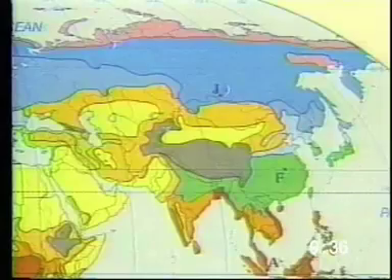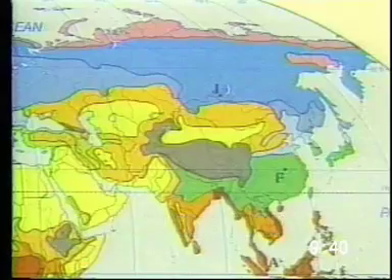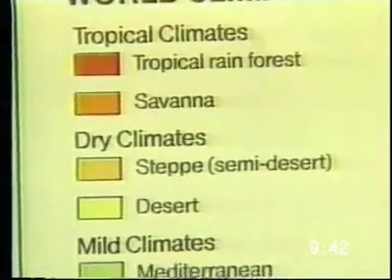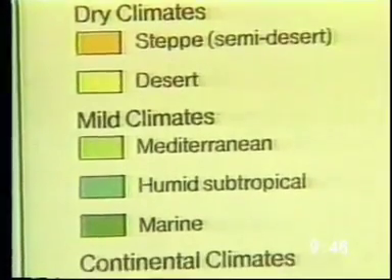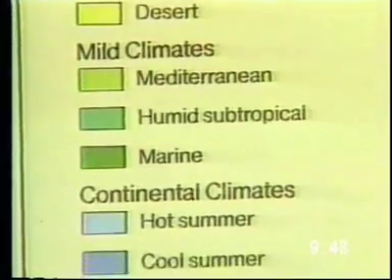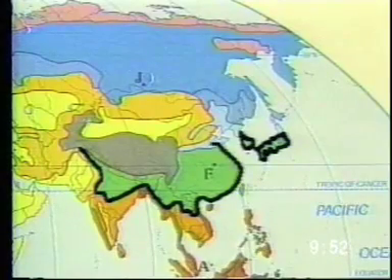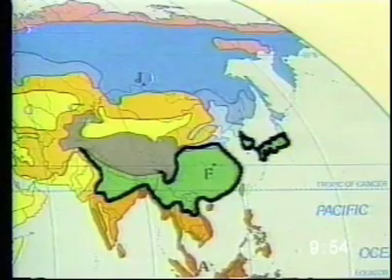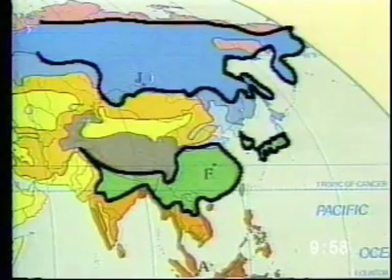Like so many other maps, climate maps use colors to show different climate regions. Climate types can be grouped into categories that are defined by average temperatures and the amount of rainfall. This climate map of Asia shows that a large part of Southeast Asia has a humid subtropical climate. The extreme northern part of the continent has a tundra climate.